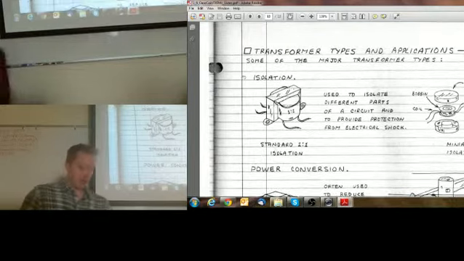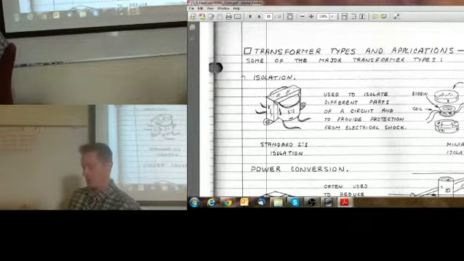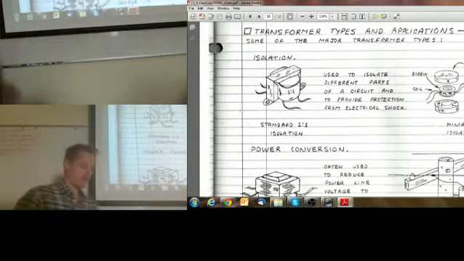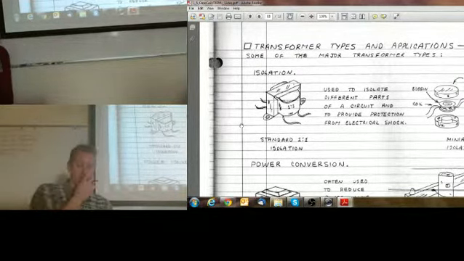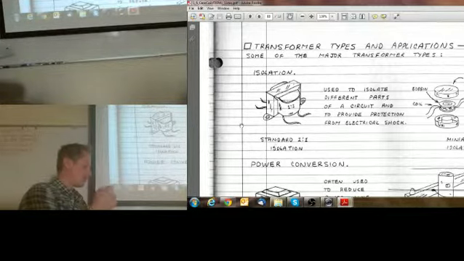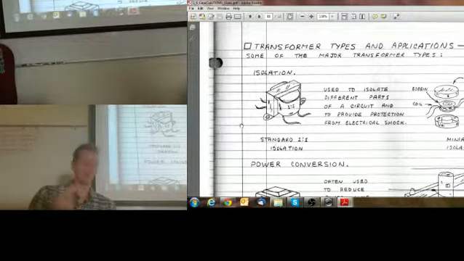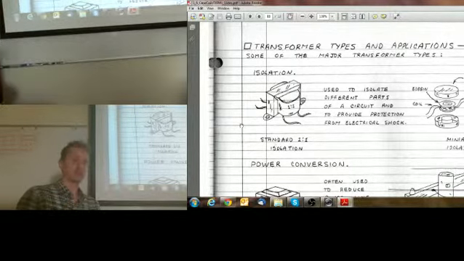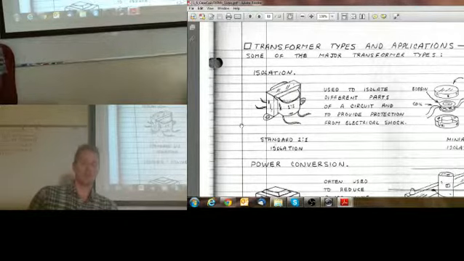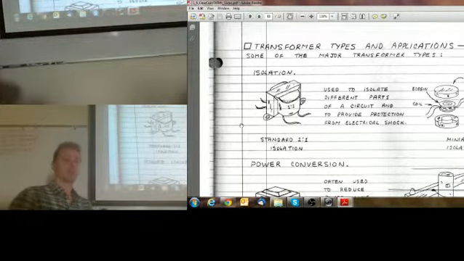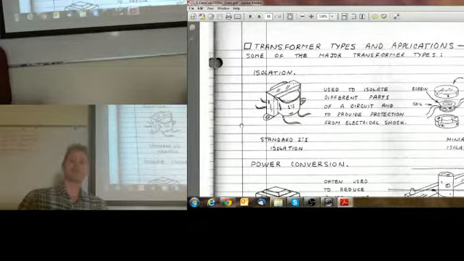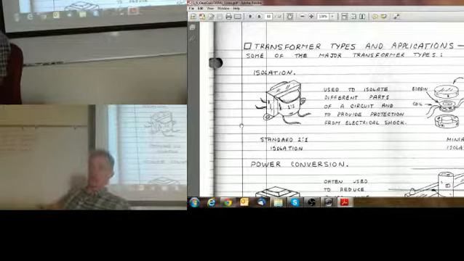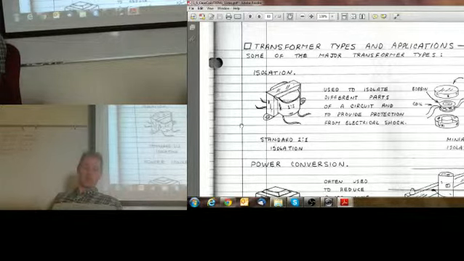The different types, you have isolation. For example, like I said, a balun for an antenna, where you're going from single-ended to differential, or in a situation where you have two different grounds in a system. Many times in military applications, they want two systems to be completely electrically isolated. That means you don't want the ground on one system to be the same as the ground on another, and so you have to use isolation transformers to do that.